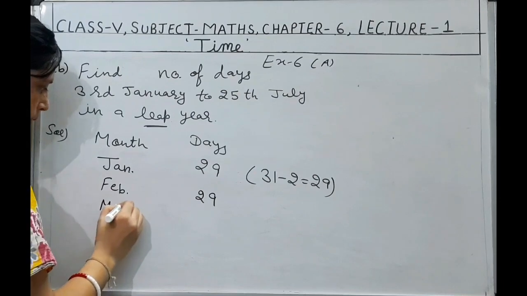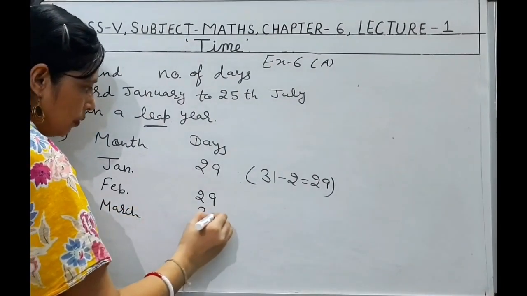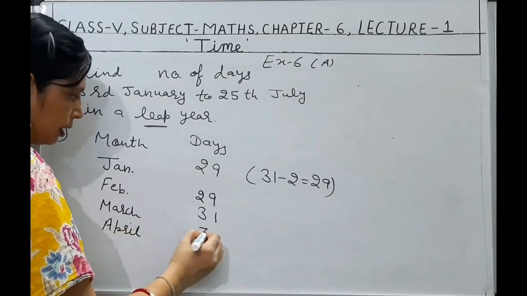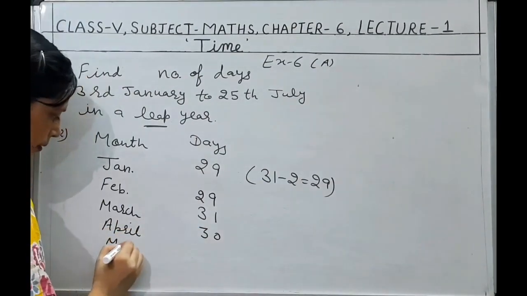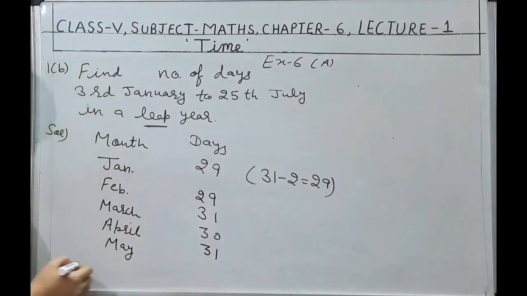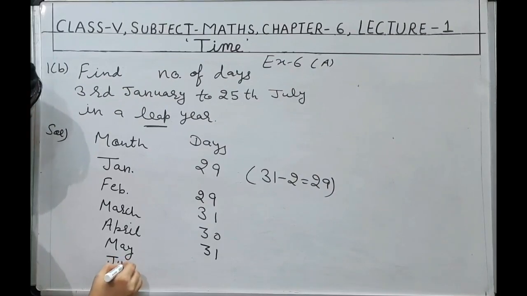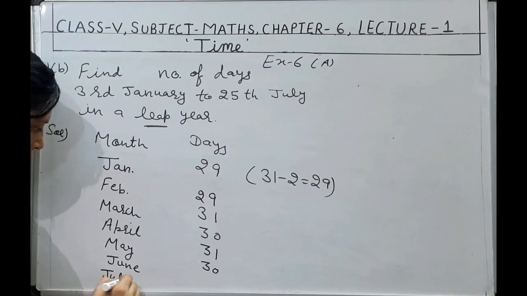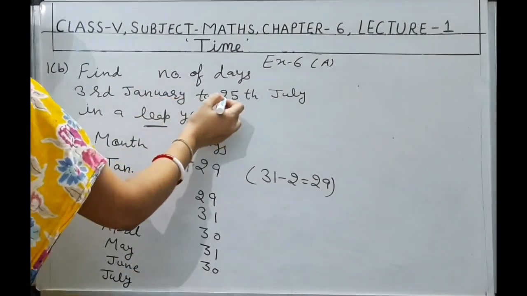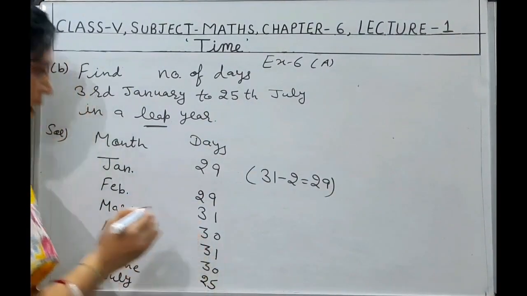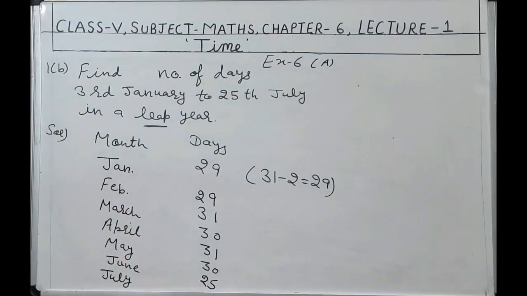March, 31. April, 30. May, 31. June, 30. And July, from 1st July to 25th July, how many days? 25, right? And then the total will be here.